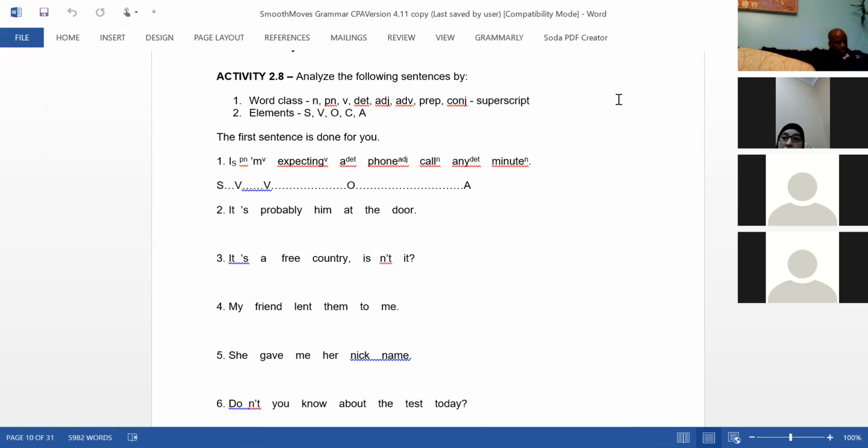What else? Because we say it's a free country, right? Here, it is the subject, right? Is the verb. A free country is the what? Object. Here it's the complement, because we have a linking verb.